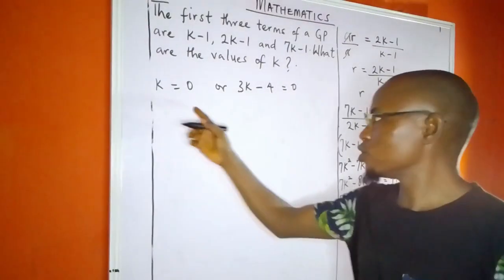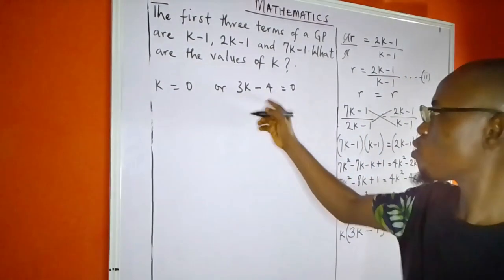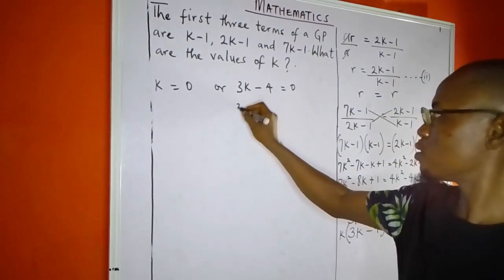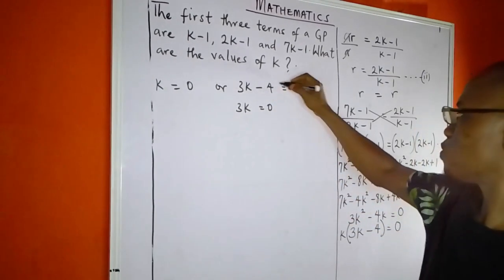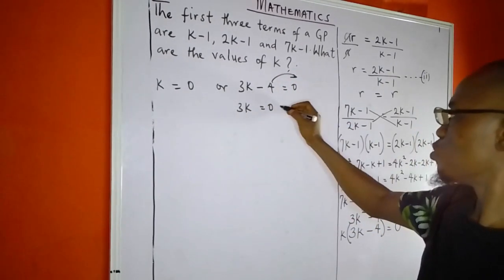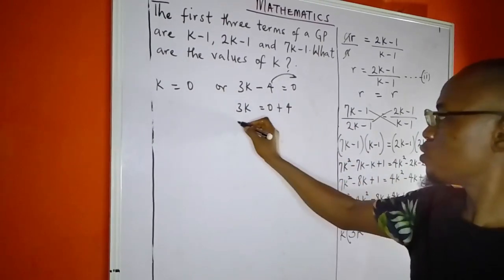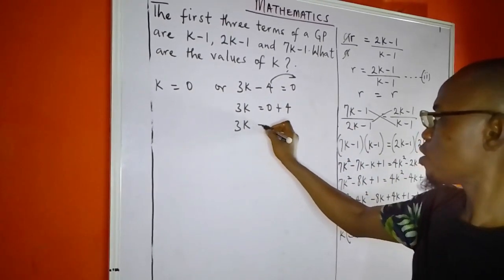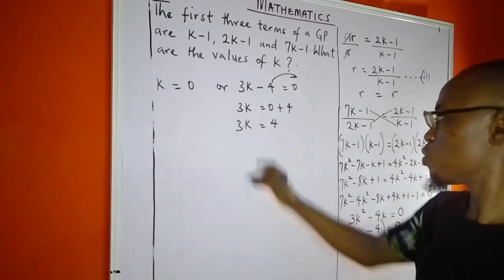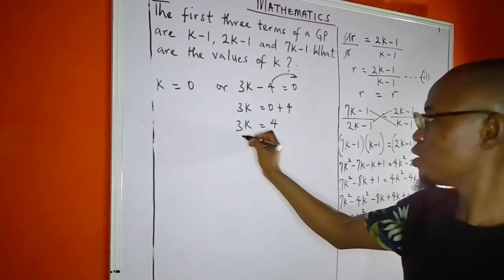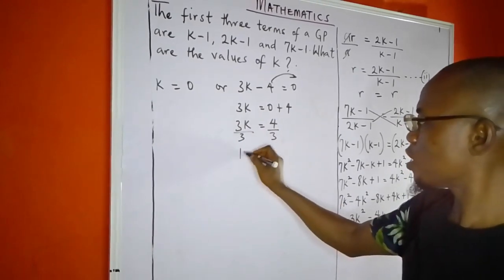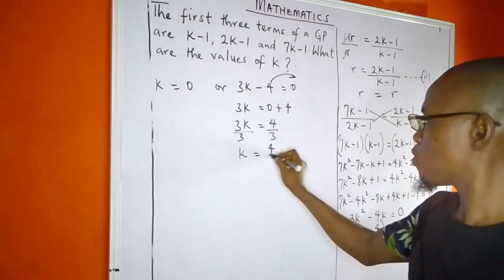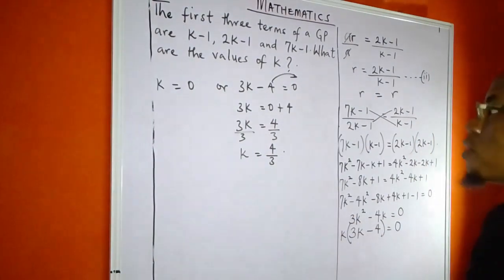So here k is already 0, so we have to work with this. Here we'll be having 3k equal to 0, this is minus 4, when it comes here it will be plus 4. So here will be 3k equals 4. We want to get the k, so divide both sides by 3. So k will be equal to 4 over 3.